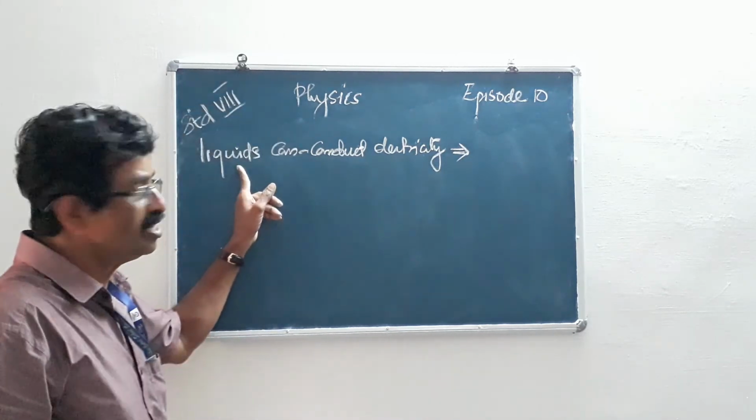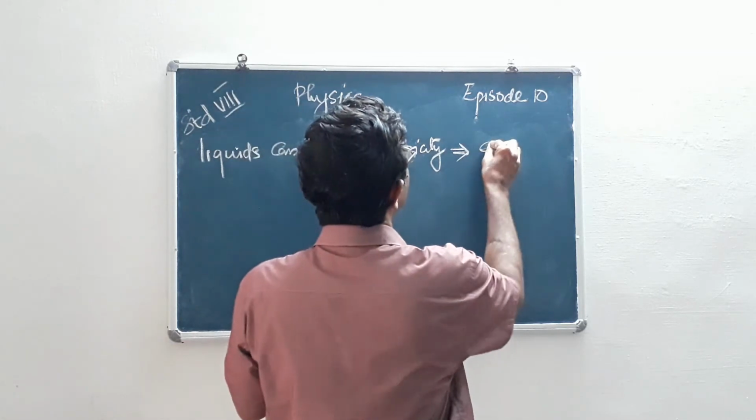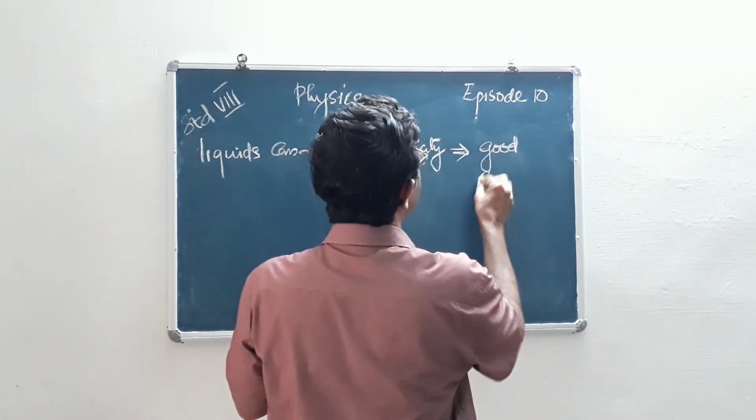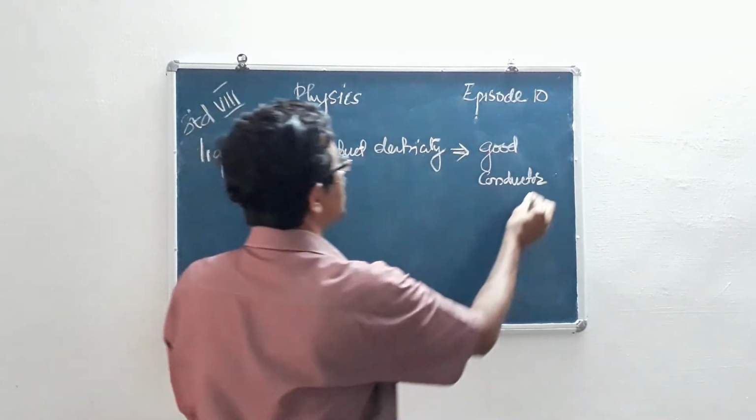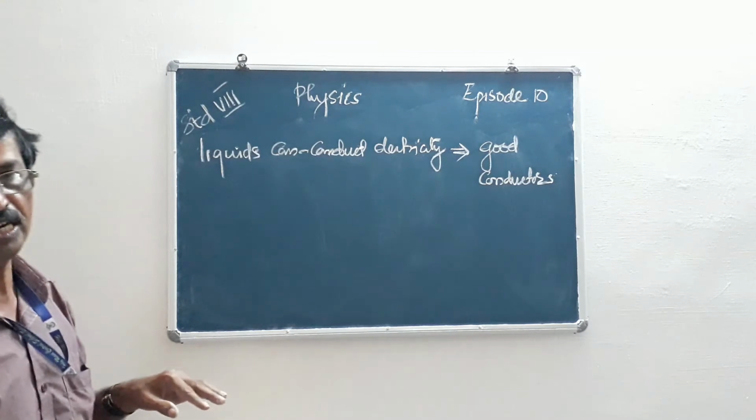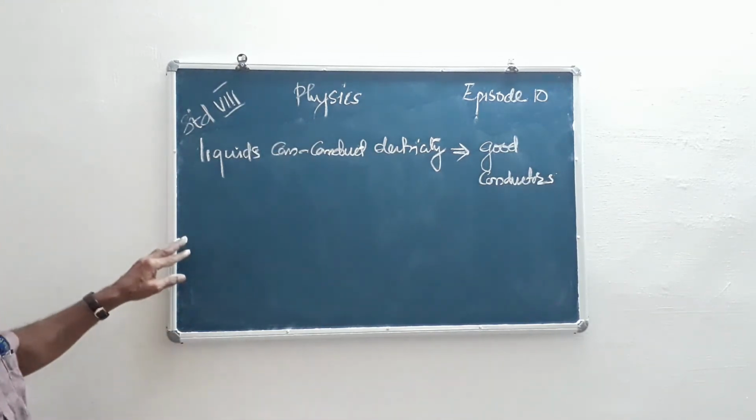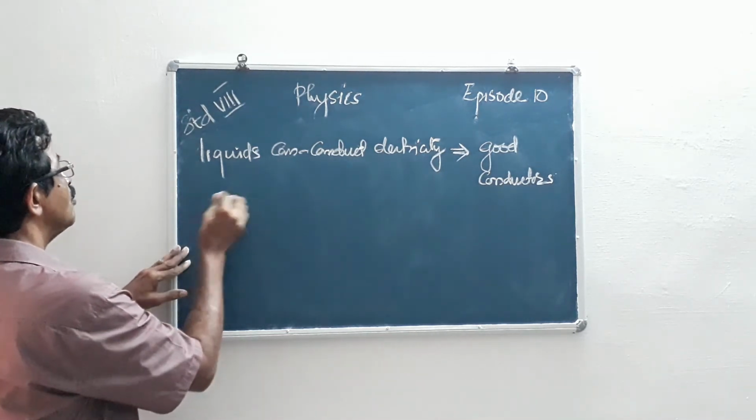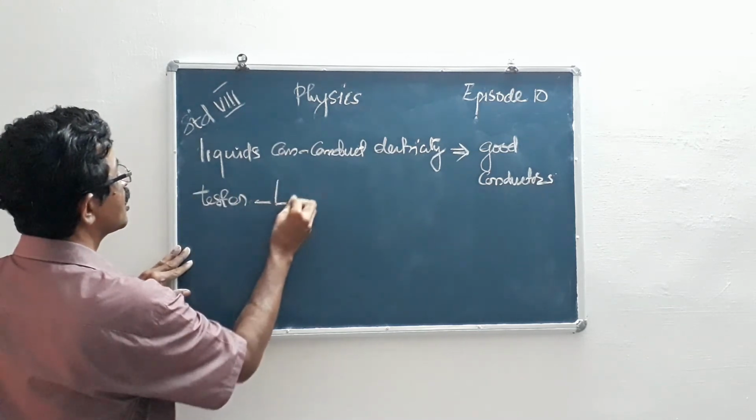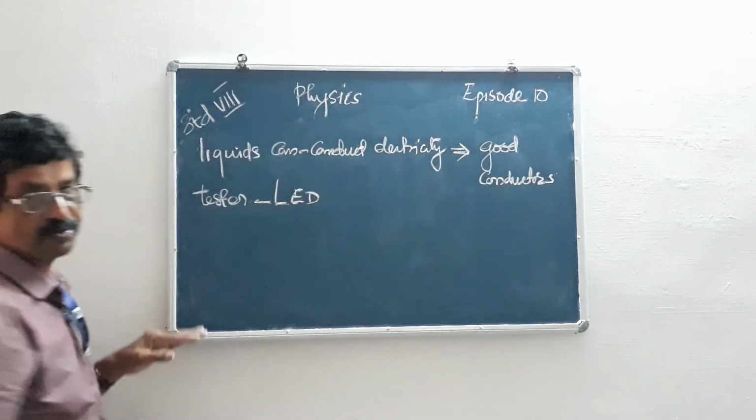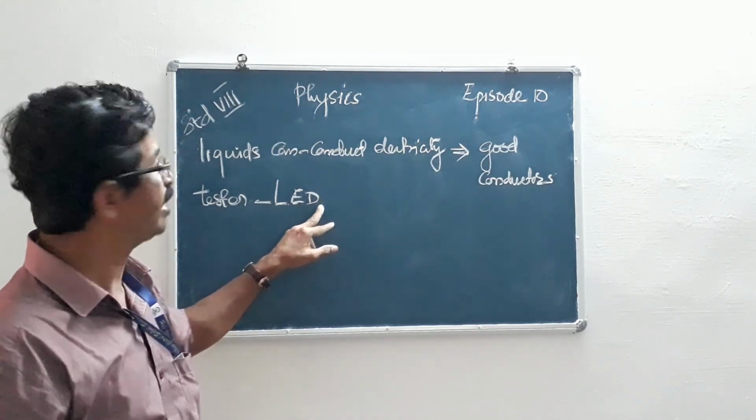From our observation, we find some of the liquids are good conductors and some others are not good conductors. Then our tester with LED. What is actually LED? Light emitting diode.